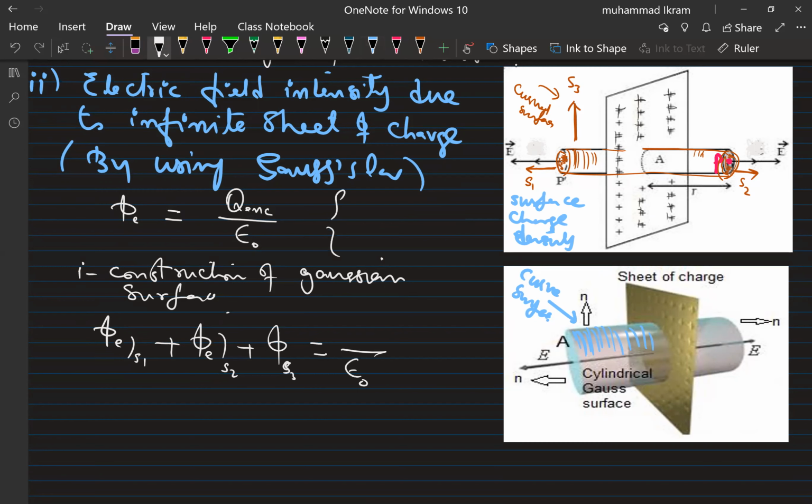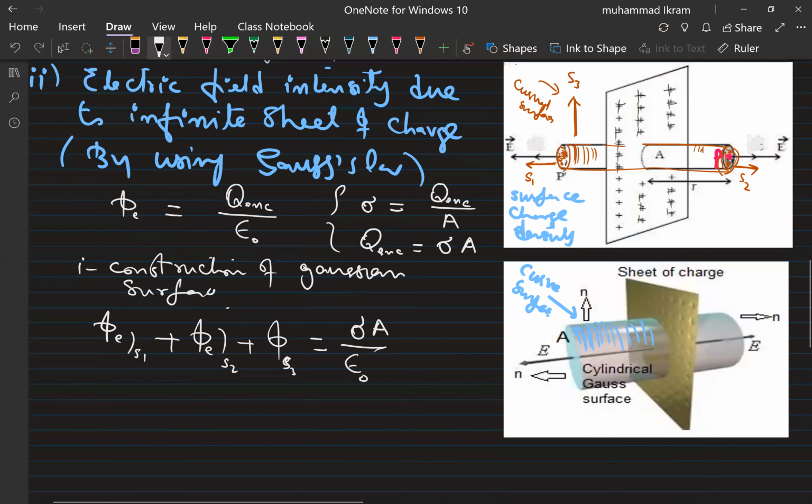This surface charge density, I show by sigma, which means charge enclosed per unit area. So this surface charge density means the charge enclosed in area A. So what I'll be writing here is sigma A in this case. Now let us see what will be the flux through the surface S1.